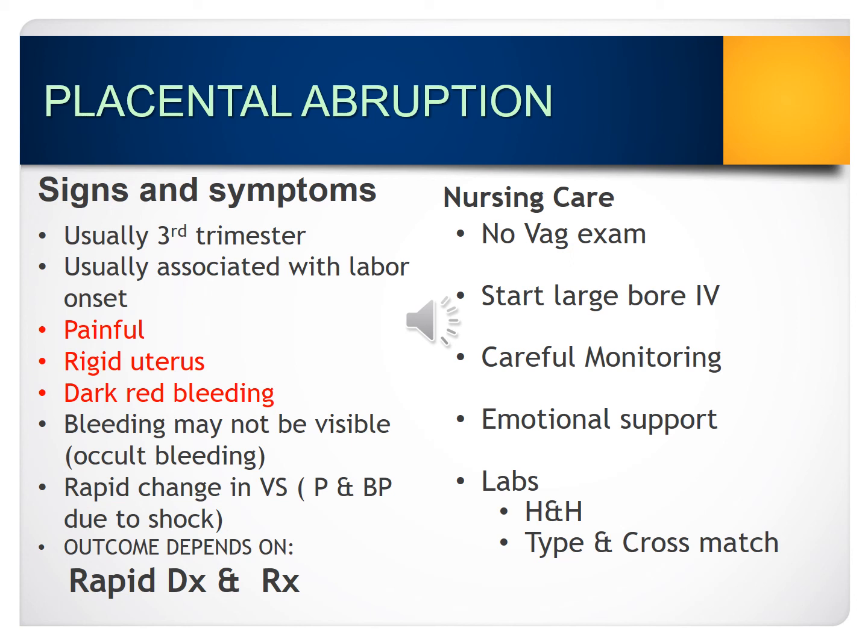This placenta is not going to be able to sufficiently support or nourish this fetus. So oxygen is going to be decreased. The blood supply is decreasing. So this baby needs to be delivered ASAP. If this woman is having this bleeding, she's at risk for hemorrhaging, and she's at risk for shock. And so we want to look for rapid changes in her vital signs, her pulse and blood pressure. And so again, we want to move quickly with a woman who is abrupting, and she is going to have a cesarean section.